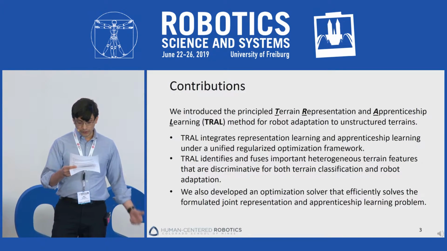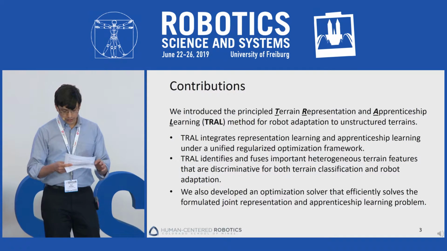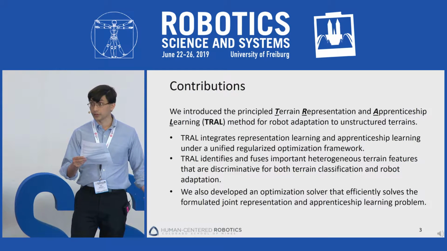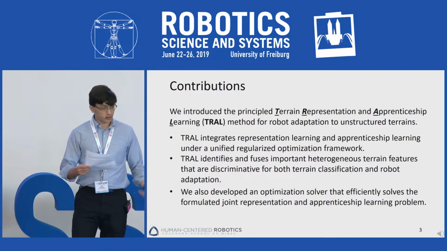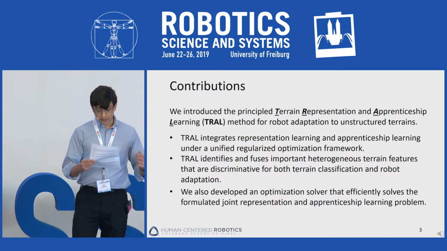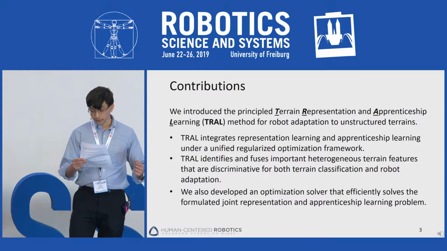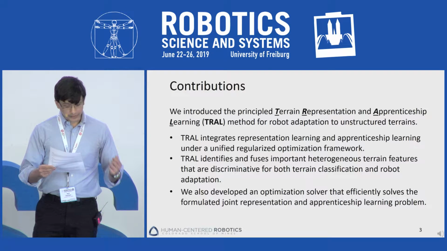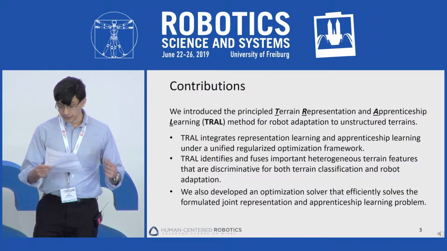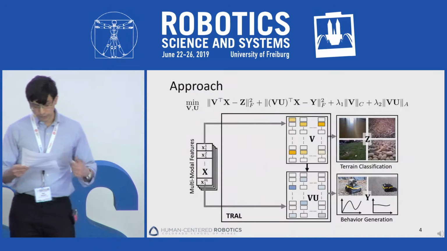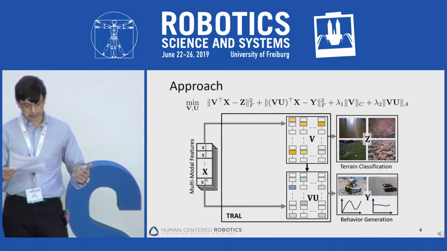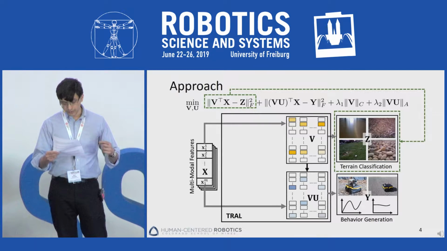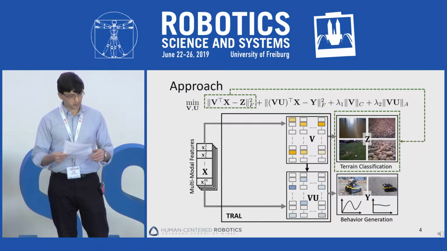To solve the problem of robot adaptation to unstructured terrains, we introduced a principled approach called Terrain Representation and Apprenticeship Learning, abbreviated TRAL. The contributions of this paper are integrating representation learning and apprenticeship learning under a unified, regularized optimization framework, identifying and fusing important heterogeneous terrain features that are discriminative for both terrain classification and robot adaptation, and developing an optimization solver that solves the formulated joint representation and apprenticeship learning problem.